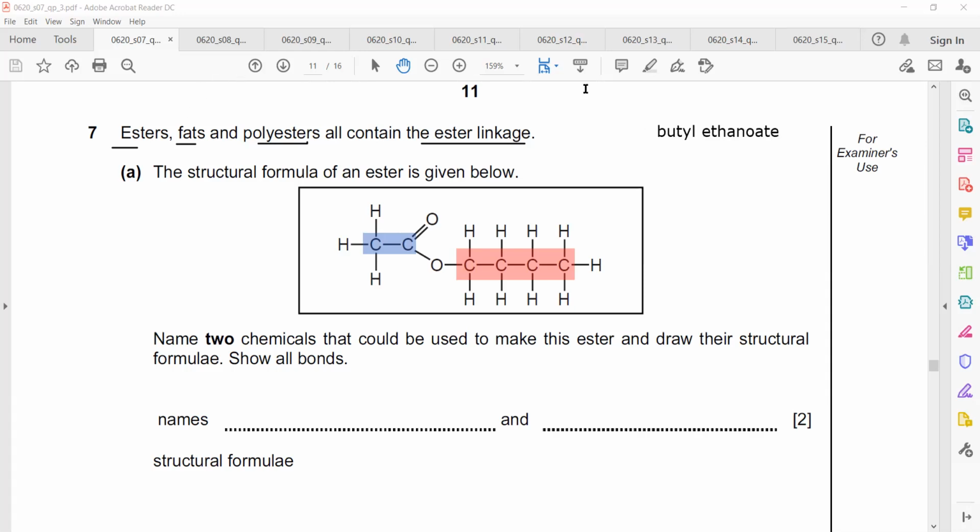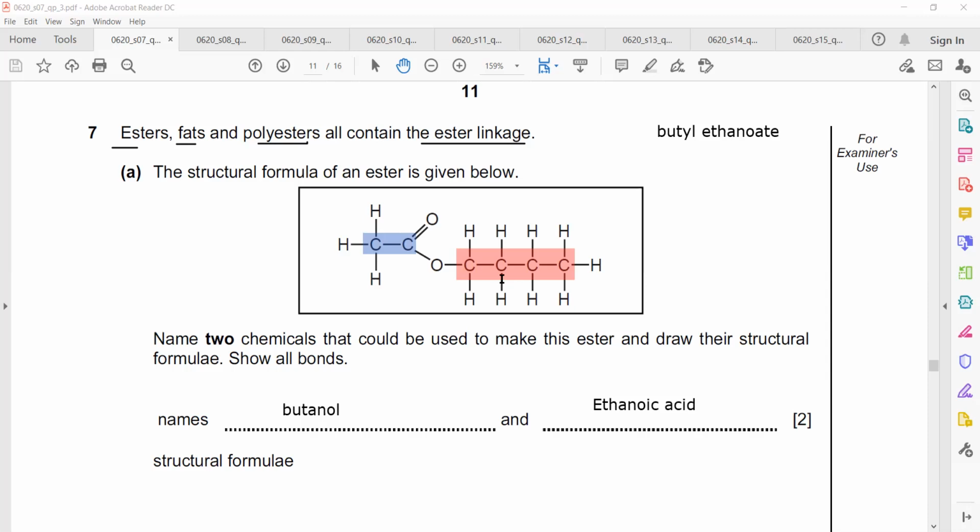So the first name is coming from alcohol. So which alcohol is there? What are the two chemicals which react to form this ester? So the alcohol is butanol. And what about the acid? Because the second name is from the acid, it is ethanoic acid. So the two reagents, two chemicals which react to form this ester, are butanol and ethanoic acid.